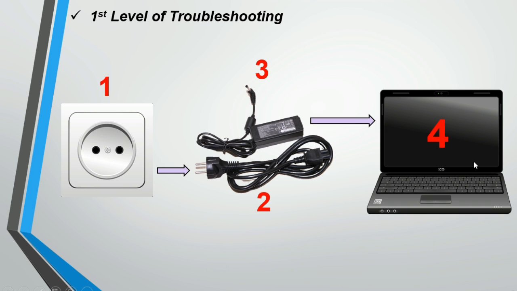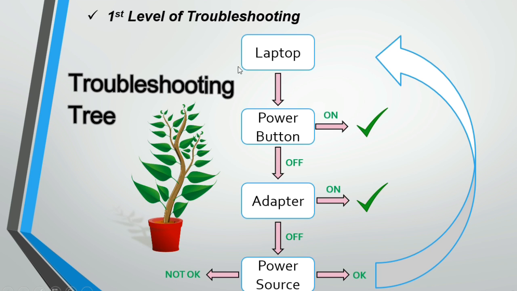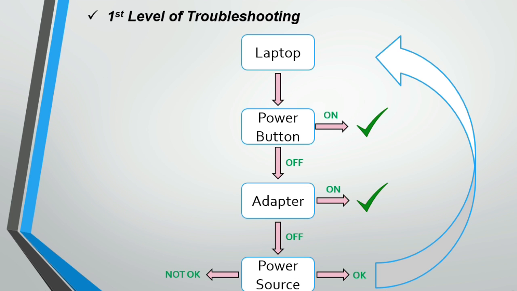As you see here, this is the laptop. Here we have the adapter. This is the 19-volt adapter, and this is the power cable, and here we have the plug, the source of power. And here we have the troubleshooting tree that we will use in the troubleshooting.